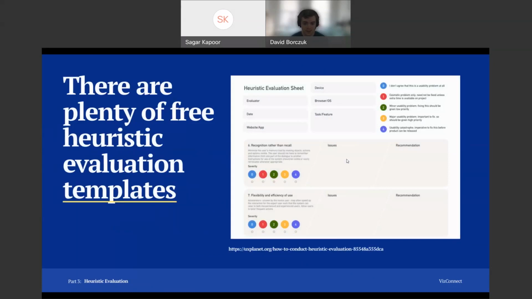This one I found on UX Planet. The link is below, and basically it has the evaluator, date, website, whatever you're working on, and then each of the heuristics, and you can rate each of the heuristics from 0 to 4 and find any issues and any recommendations. Again, this is something you can do yourself or you can give someone else to do for you. And it has the definitions and everything on there, so I feel like this is a really helpful tool. You can also just objectively look at your dashboard and see if it follows these rules of thumb yourself and play around with it.